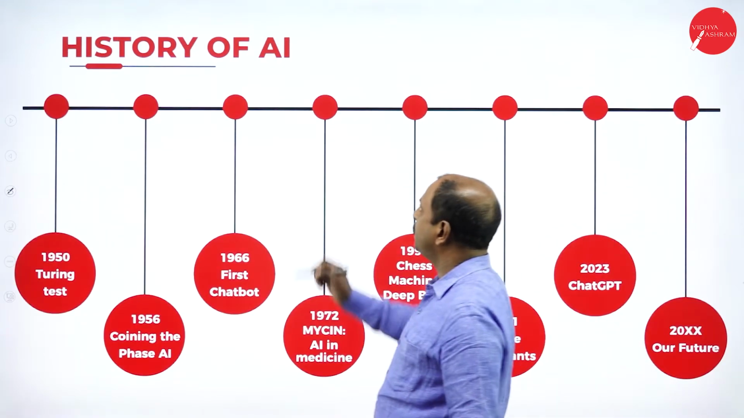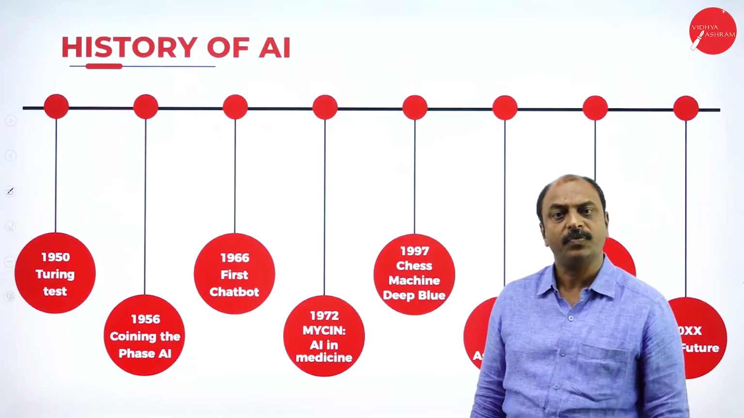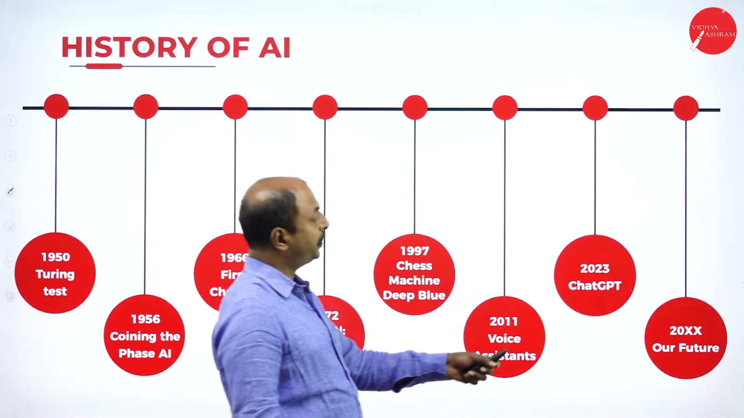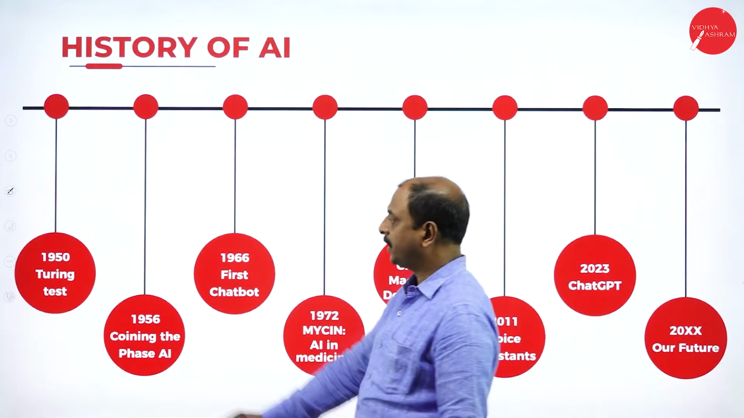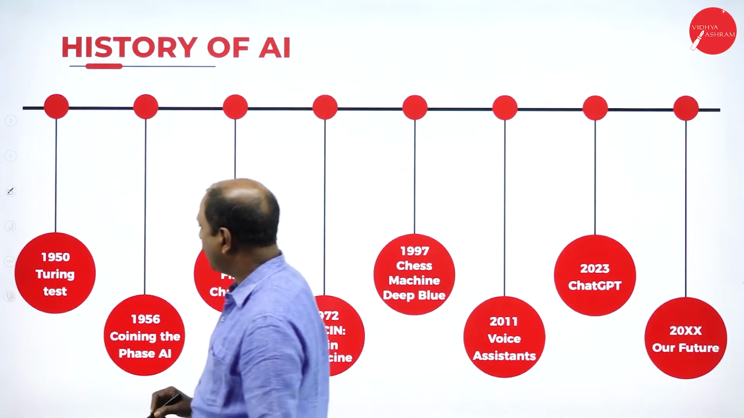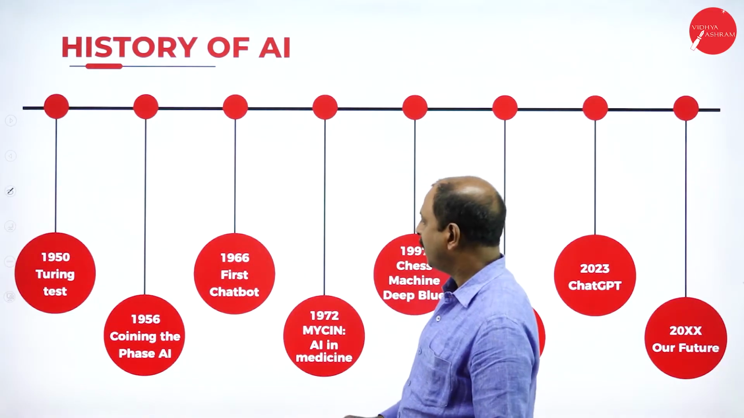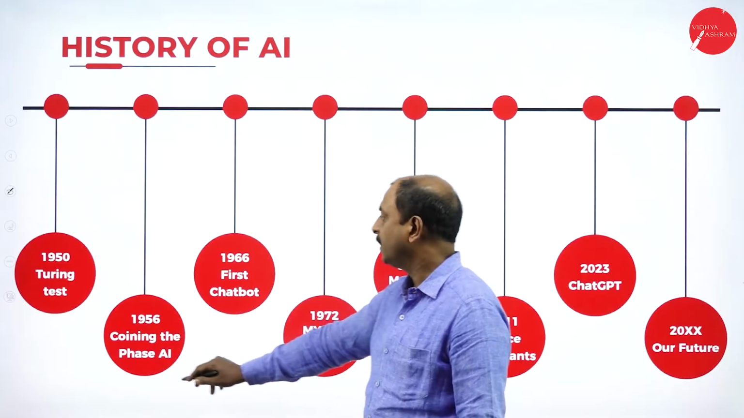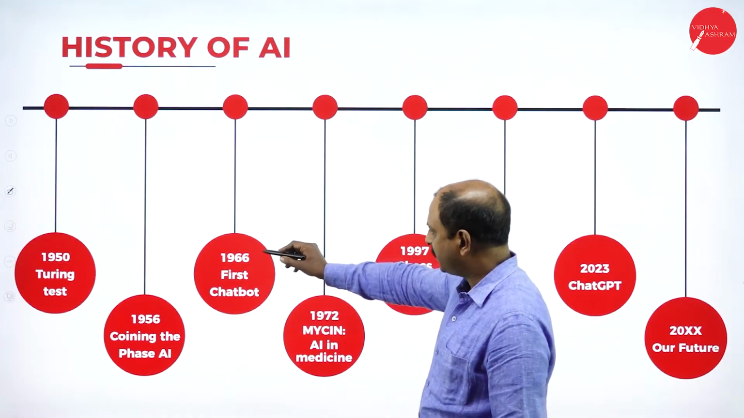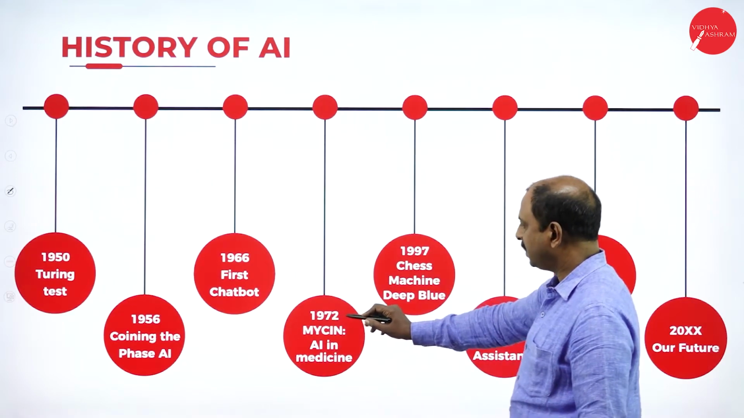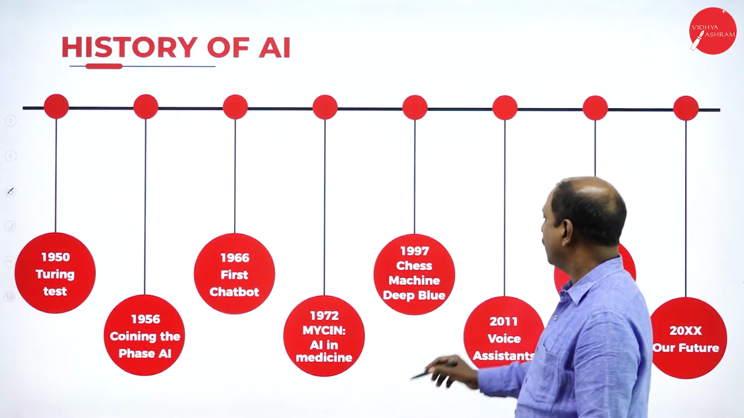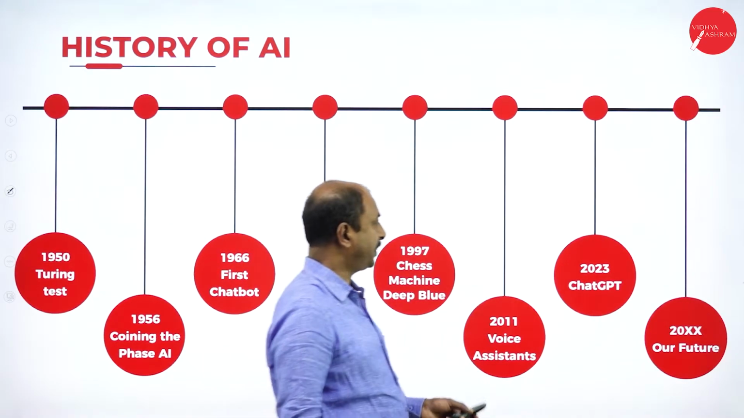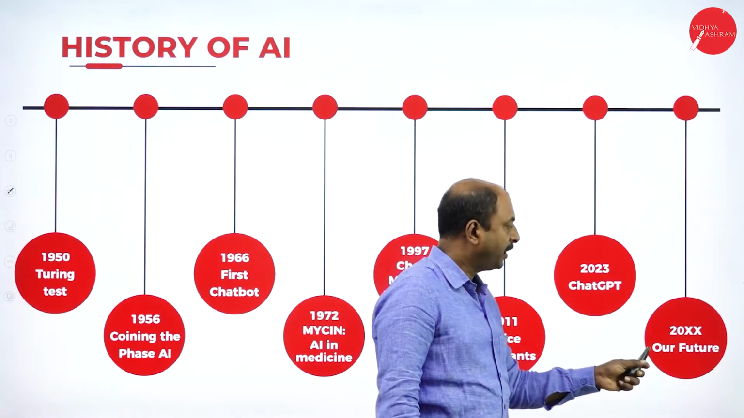Now let us look into the history of AI. Under the heading of history of AI, we are going to learn how the system has evolved to today. At the beginning, if you look at the history, in 1950 the Turing test was conducted, and in 1956 the phrase AI was coined. So AI was given its name around 1956. In 1966, the first chatbot; 1972, MYCIN, an expert system; 1997, Deep Blue; 2011, voice assistants; 2023, chatbots, and our future.